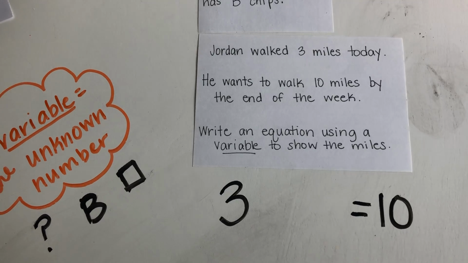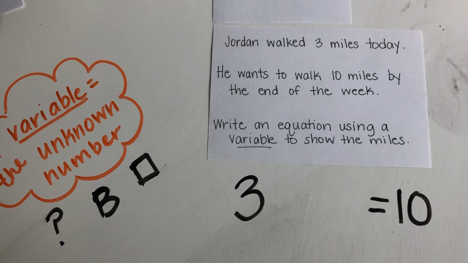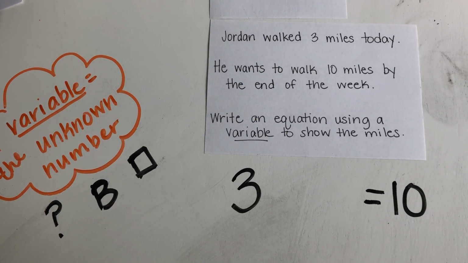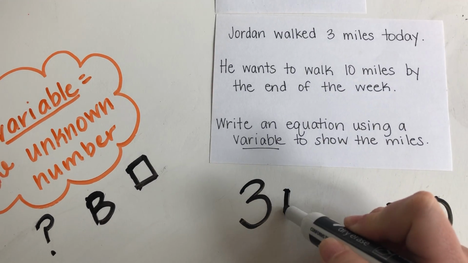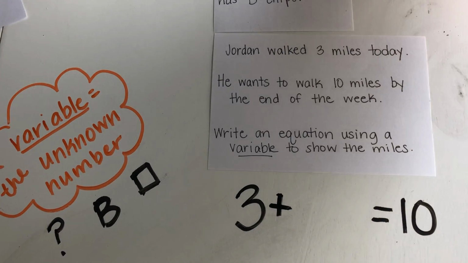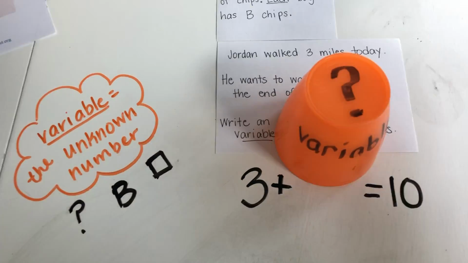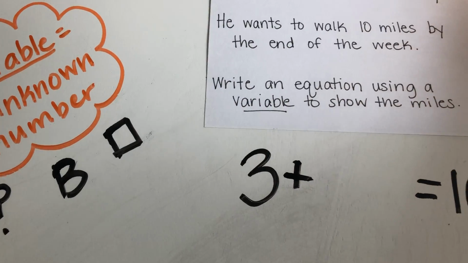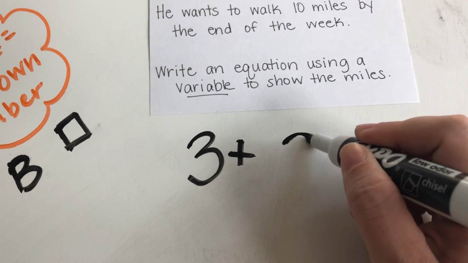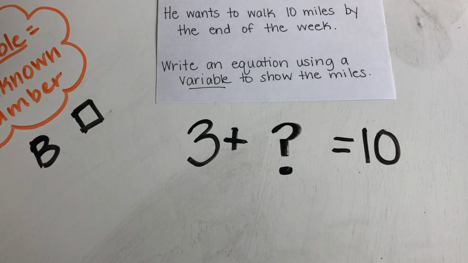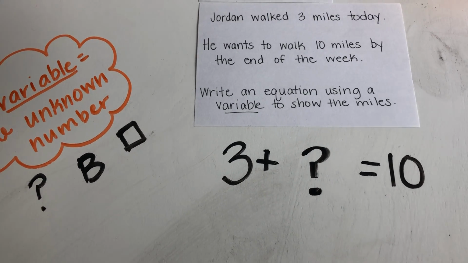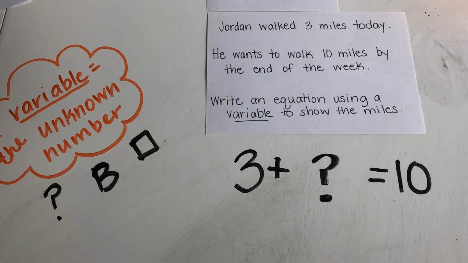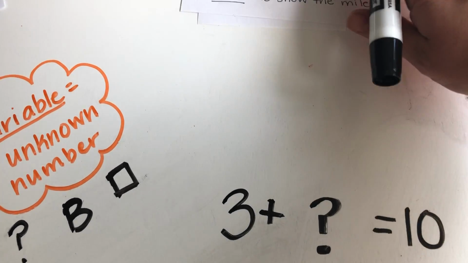So what's happening in between here? I don't know. So my first thought is what operation it feels like I'm using in this problem. To me, it feels like he's going to be adding some number on. I don't know how much, so this is where my variable comes in. I'm adding some number onto 3, and it's going to give me 10. Now again, I don't need to know what that number is going to be. I just need to be able to write it in a mathematical sentence. Let's try another example.